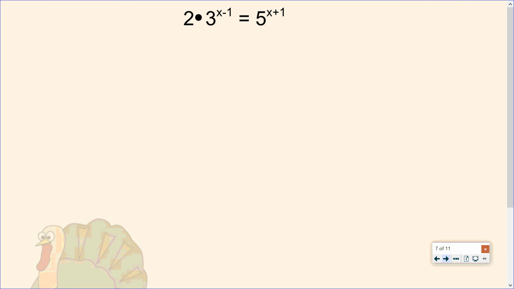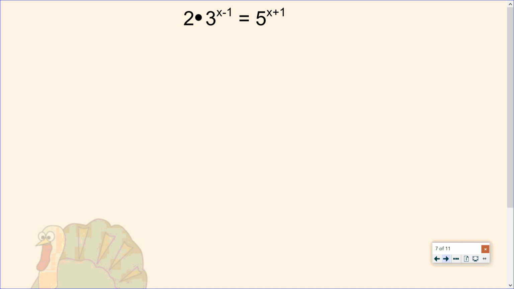All right, so last exponential problem. 2 times 3 to the x minus 1 equals 5 to the x plus 1. Okay, so again, we have two bases here. One of them is isolated, the 5 to the x plus 1, that one's good, but the 3 is not.